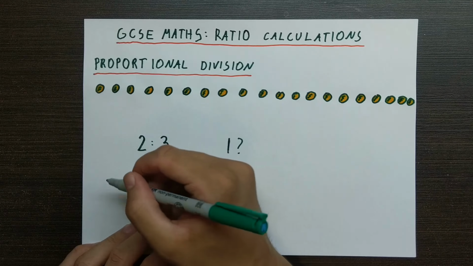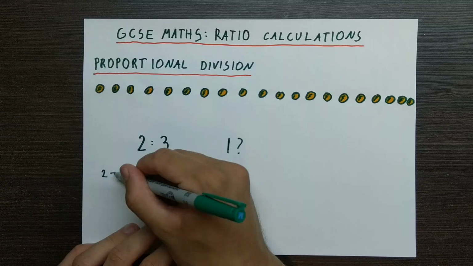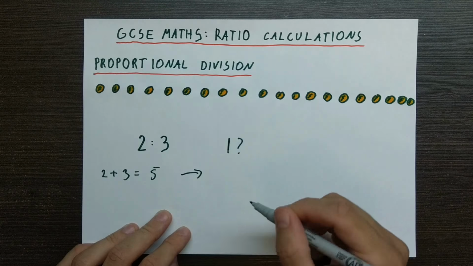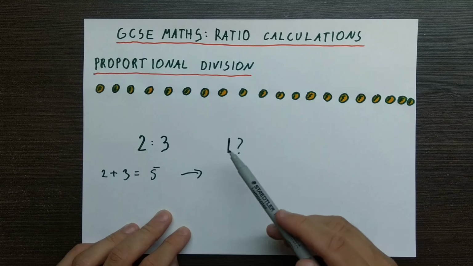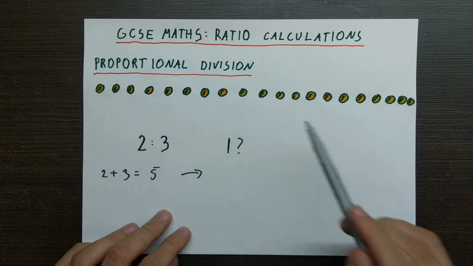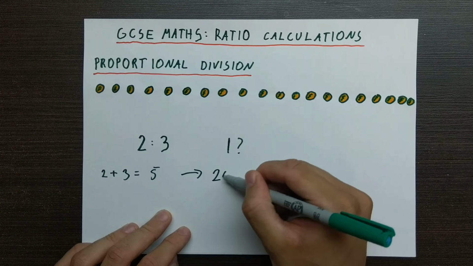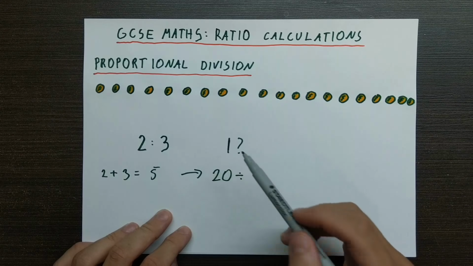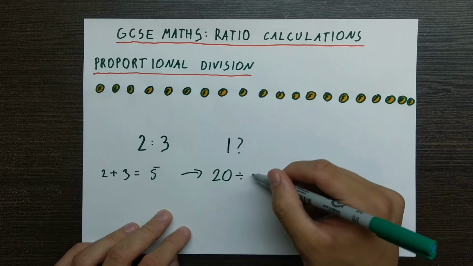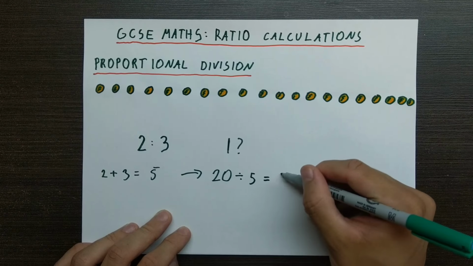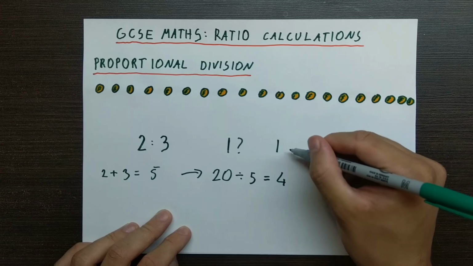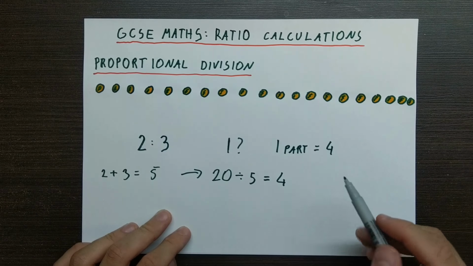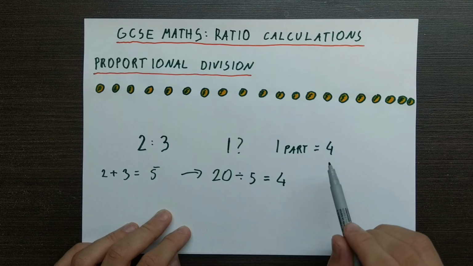And we just divide those coins by the total number of parts. So we add these two up: 2 plus 3 is equal to 5. Then we need to find out what 1 part is equal to. So we get those 20 coins and divide by the total number of parts to give us what 1 part is equal to. 20 divided by 5 is equal to 4. So 1 part is equal to 4. That's the very first step that you need to do.